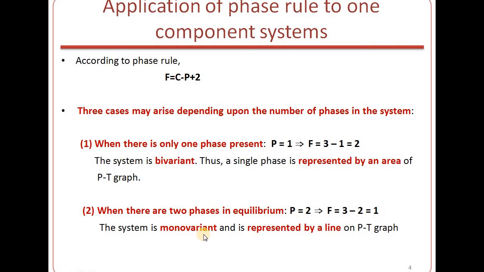So the system is monovariant and will be represented by a line on the pressure temperature graph, or you can say the phase diagram of a one component system. When there are 2 phases in equilibrium, the system will be monovariant and it will be represented by a line, as in this case the number of degrees of freedom is 1.